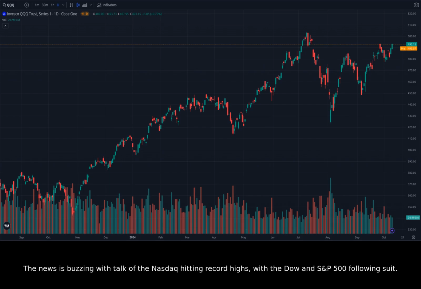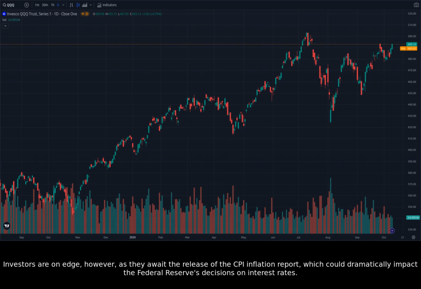The news is buzzing with talk of the Nasdaq hitting record highs, with the Dow and S&P 500 following suit. Investors are on edge, however, as they await the release of the CPI inflation report, which could dramatically impact the Federal Reserve's decisions on interest rates.